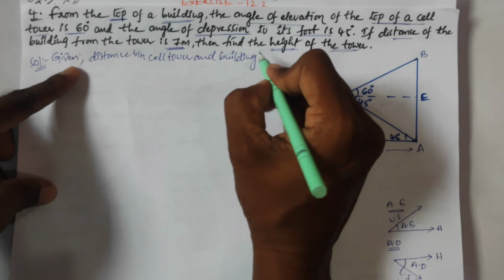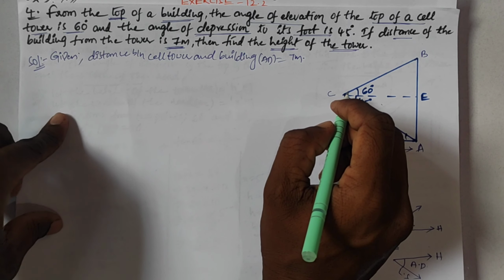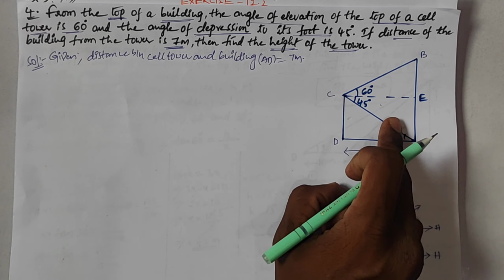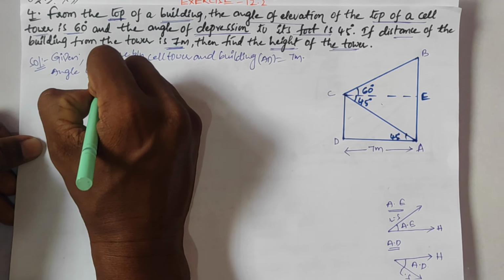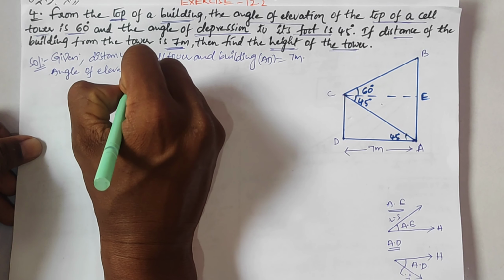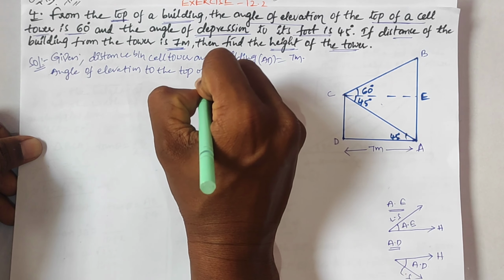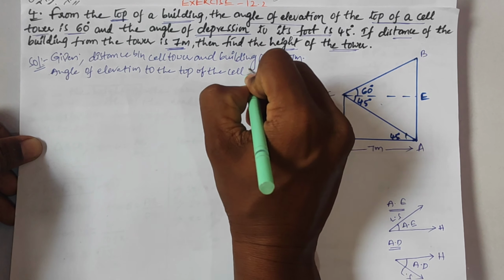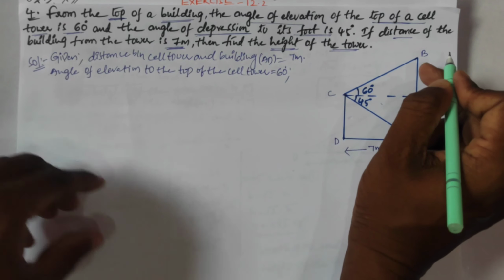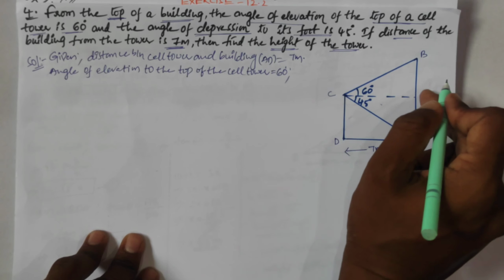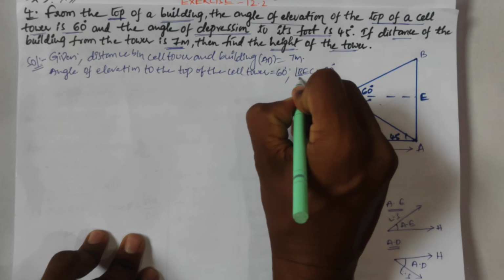What is it? Nothing but AD equals 7 meters. Right? And next, what is given? Angle of elevation and angle of depression. Given angle of elevation to the top of the cell tower is equal to how much? 60 degrees. Nothing but what we can say here? Angle BEC is equal to 60 degrees.